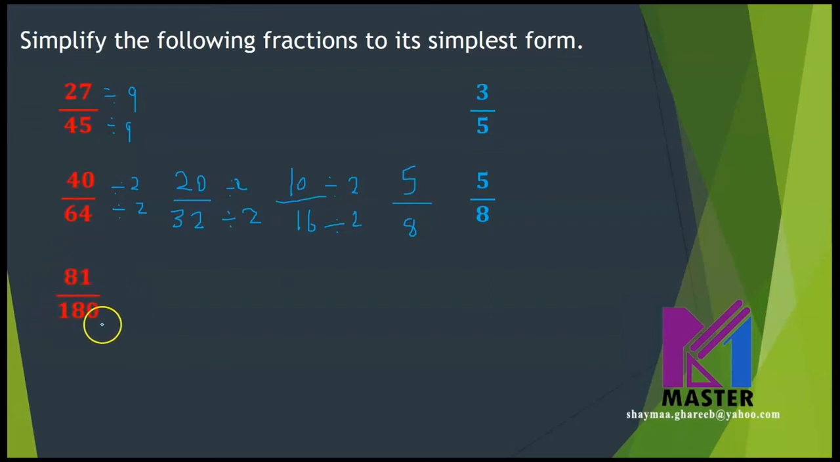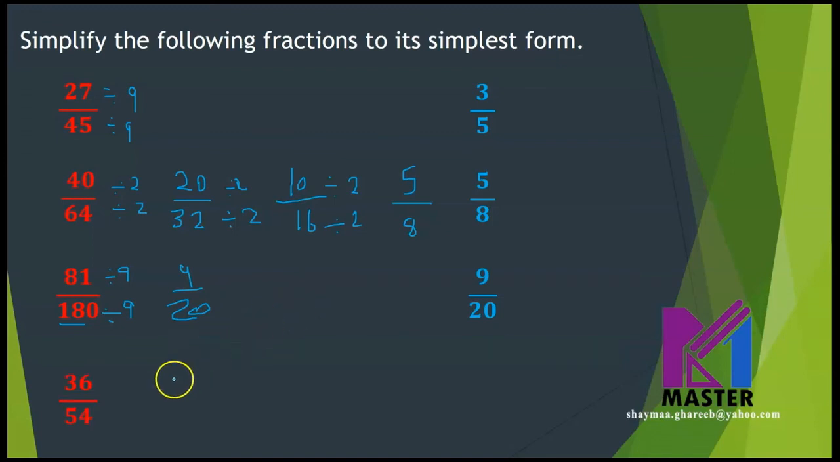Now 81 and 180. Look at number 81. It's a square number. Do you remember square numbers? 81 can be divided by 9, up and down. Look, can I divide the 180 by 9? Yes, because I can divide 18 by 9, which is 2. So 180 divided by 9 will be 20. 81 divided by 9 equals 9. Can I do any more division? No. So this will be my simplest form.